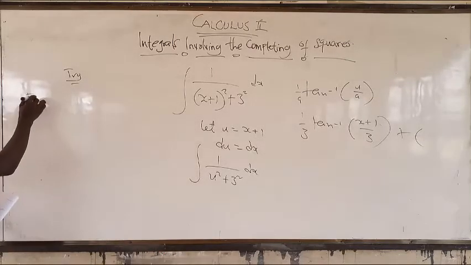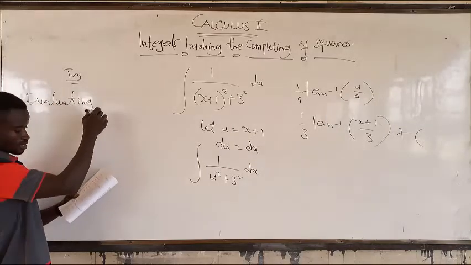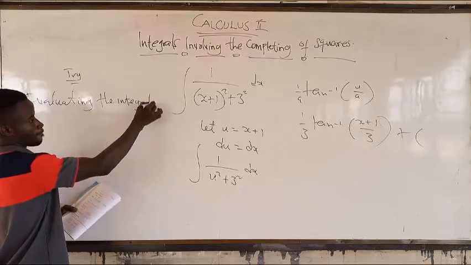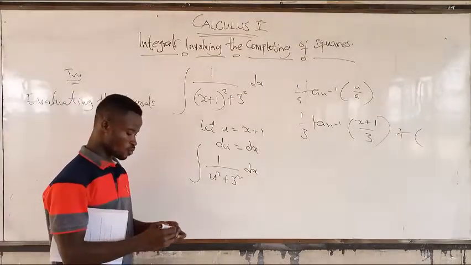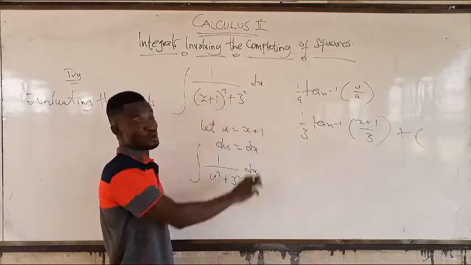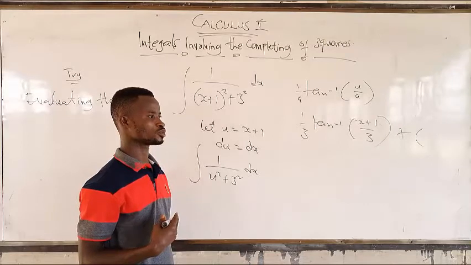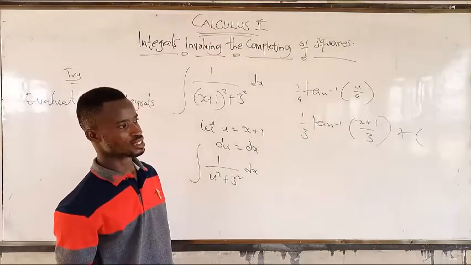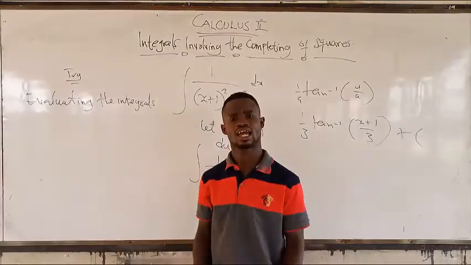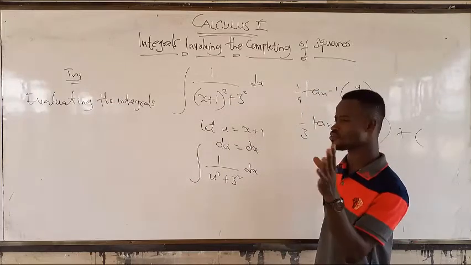It's still the idea of completing the squares and evaluating the integral. It's not always that when you get to this part, you're going to get tan inverse. It can be sine inverse, tan inverse, and the other one. I think I've forgotten it. And there are sometimes that it will not resemble any of them for you.